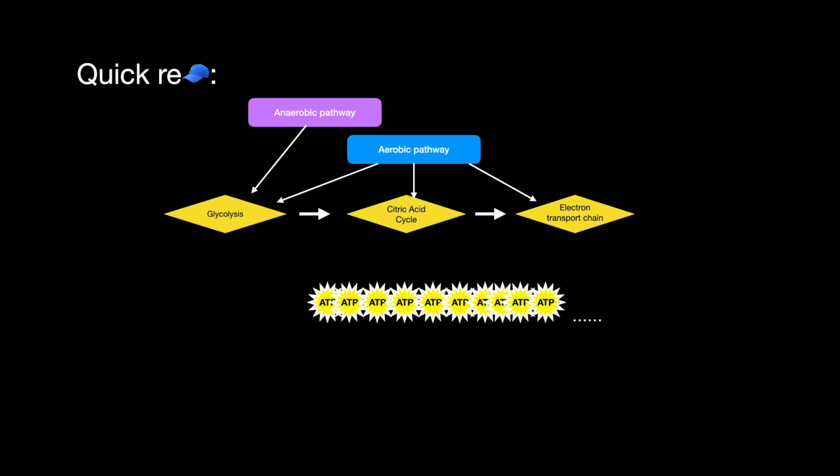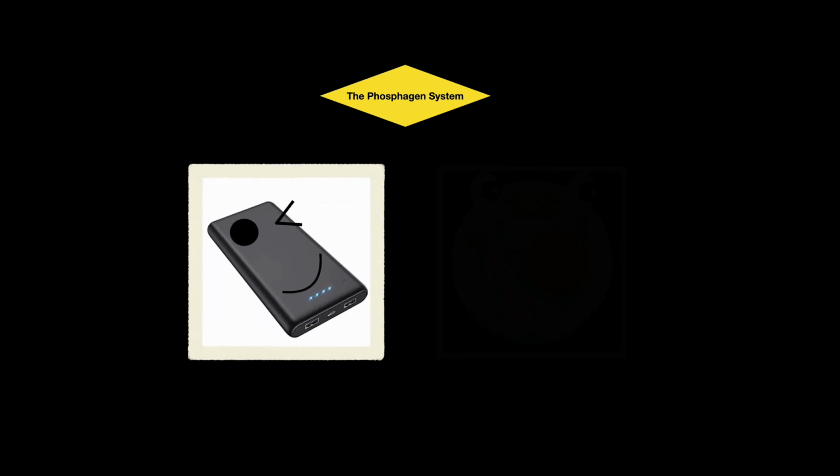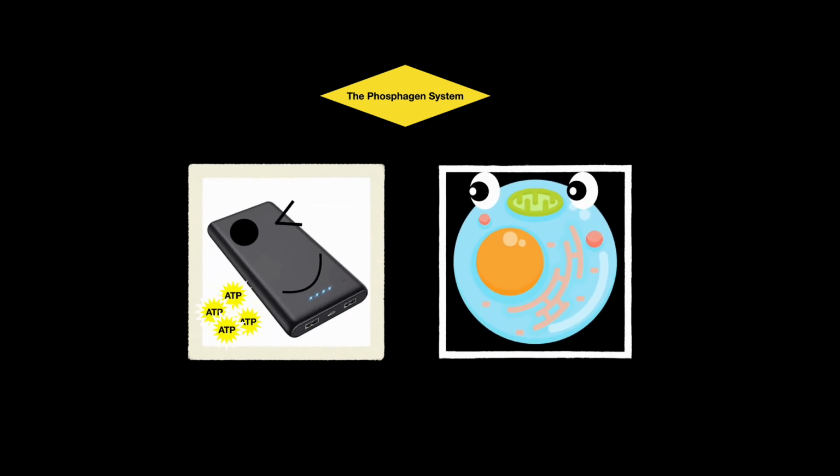But running a cycle takes time. Wouldn't it be more efficient if we had something available on site, at least for the first 30 seconds or so? Here's where the phosphagen system comes in. The phosphagen system is no more than a portable energy bank for your cells to get energy from immediately. So this system is simple, and it is not an energy production system.